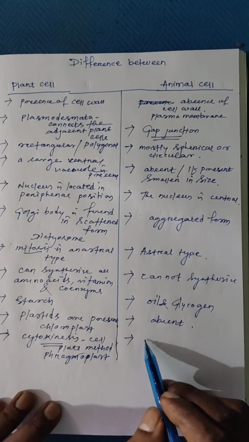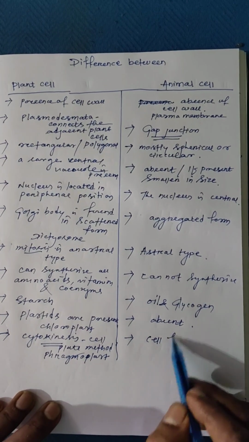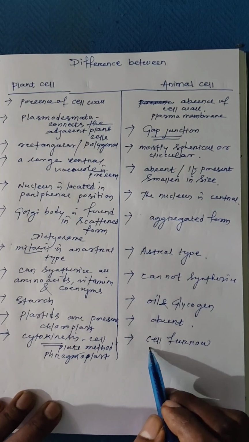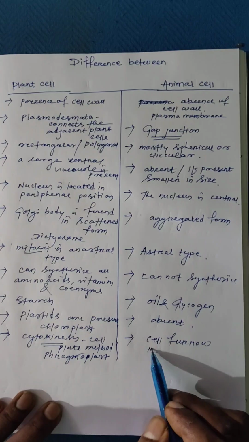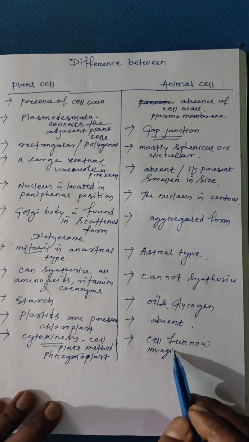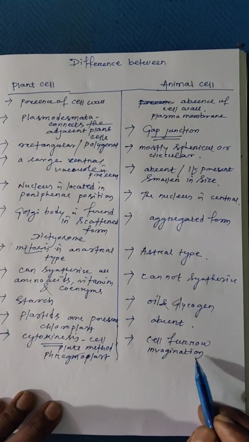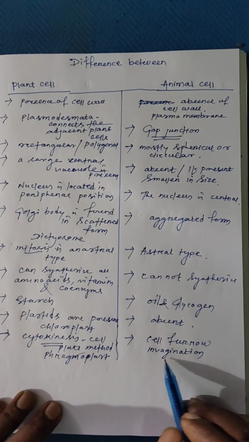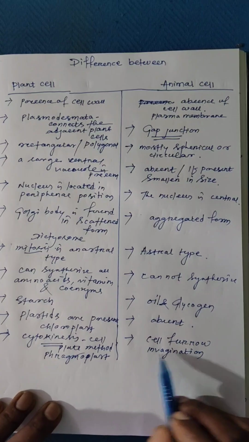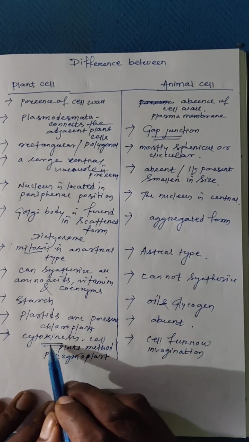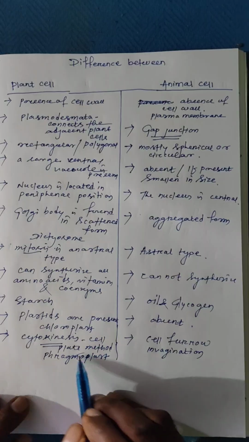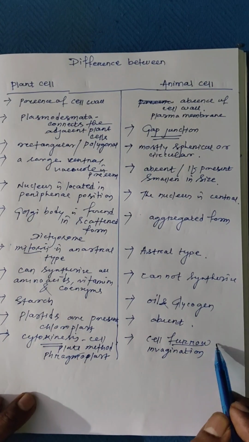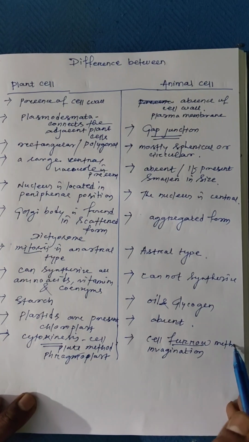But in animal cell, cytokinesis takes place by the cell furrow method. An invagination of the membrane occurs in the middle, and this invagination grows deep and finally breaks the cell into two cells. So in plant cell, cytokinesis takes place by cell plate method, and in animal cell, by cell furrow method.